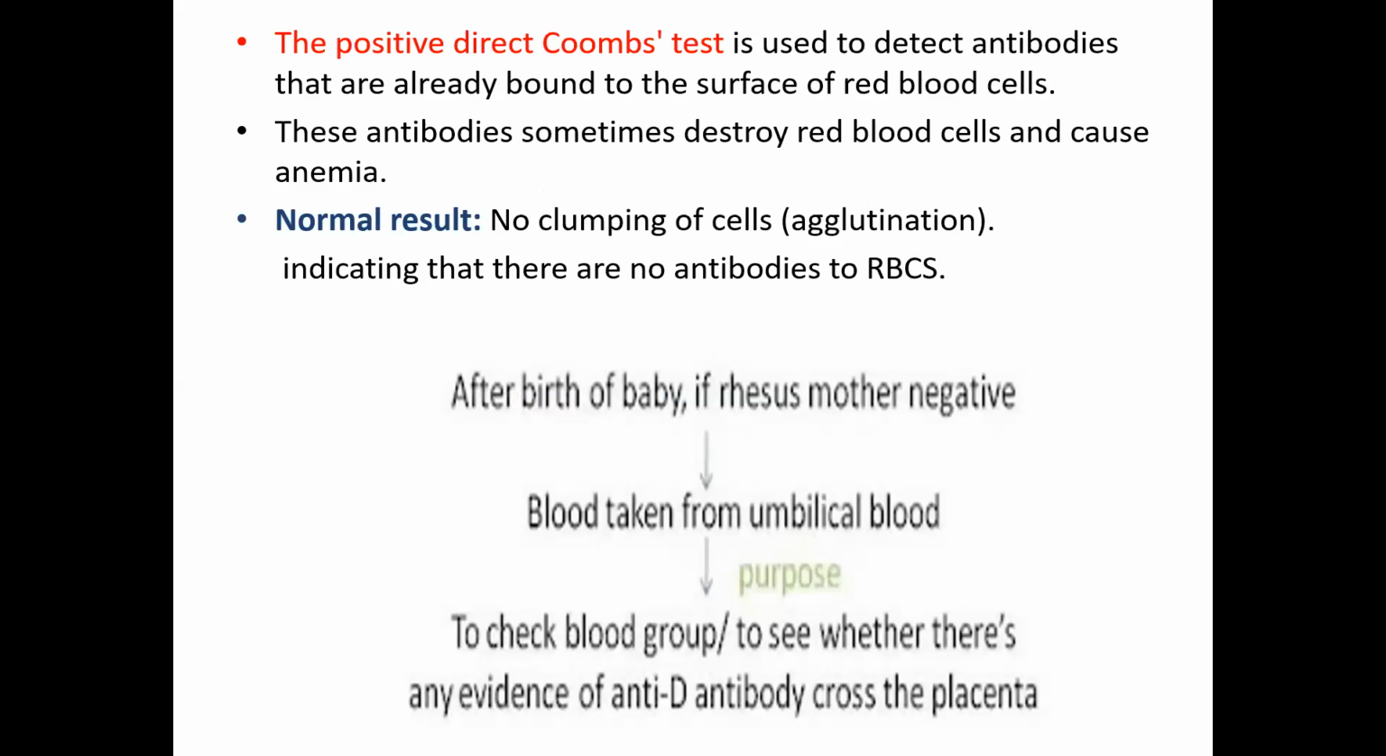So the positive direct Coombs test, direct means when we are taking the blood directly from the baby, it is used to detect the antibodies that are already bound to the surface of the RBC. These antibodies sometimes destroy the RBC cells and cause anemia.